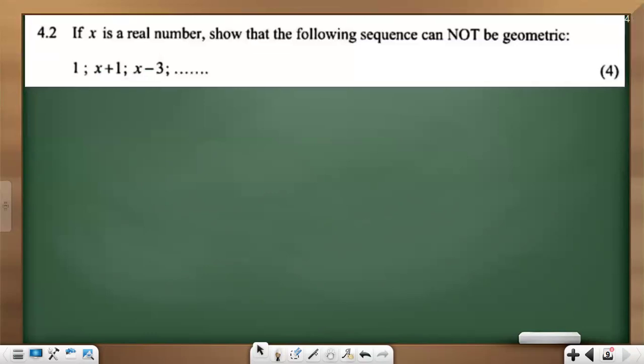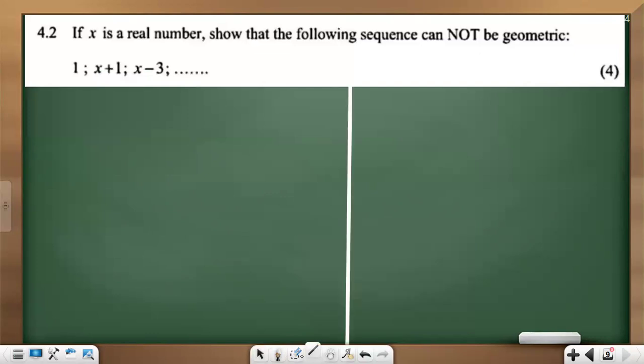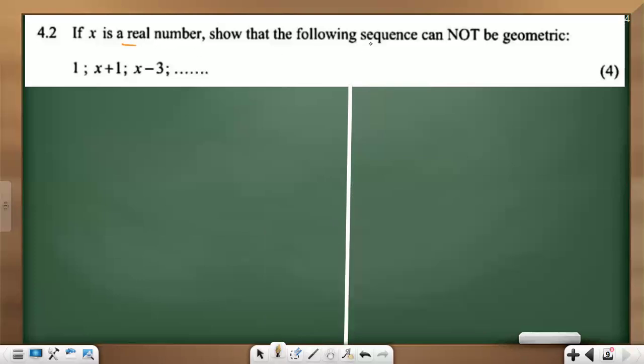Let's see what I have here. I'm just going to divide my page for the sake of space. All right, if x is a real number, I'm just going to annotate. If x is a real number, show that the following sequence cannot be a geometric series. They mention geometric, so I'm talking about the ratio.